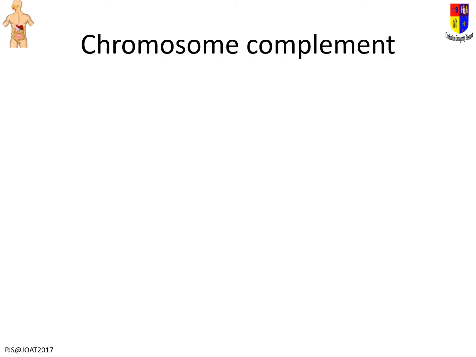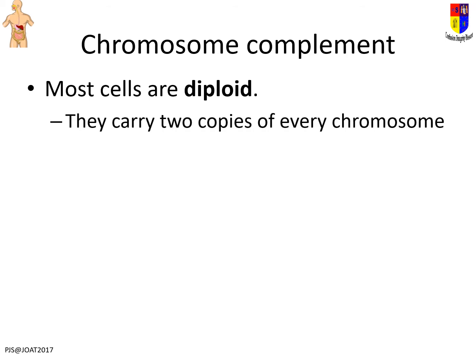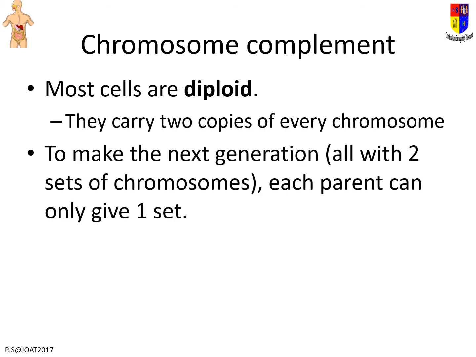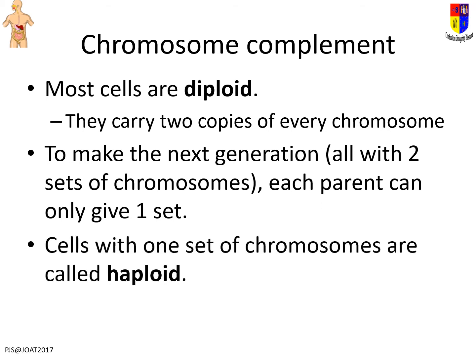So from key area 1, this is the first place that we had chromosome complement mentioned. Just a reminder, most of your cells are diploid. That means that you have 2 copies of every chromosome. But to make the next generation, which also needs to be diploid, so therefore needs 2 sets of chromosomes, each parent can only give 1 set. That 1 set is a haploid cell. Okay, and that was done in key area 1, but you need to have these terms, diploid and haploid.